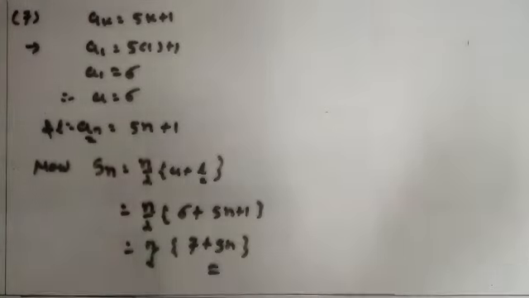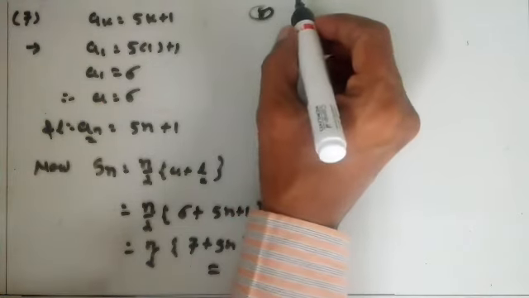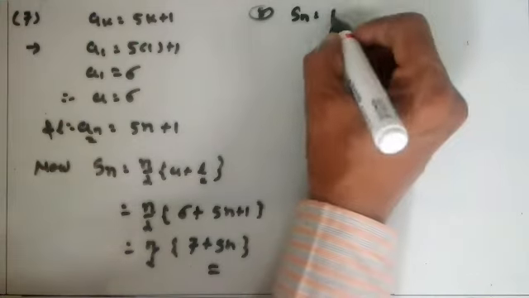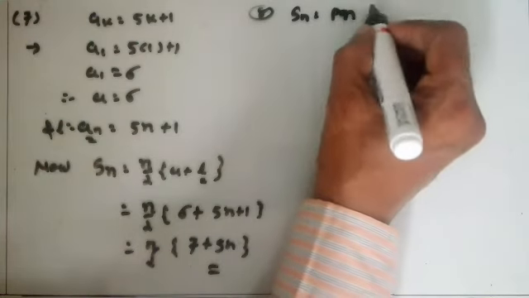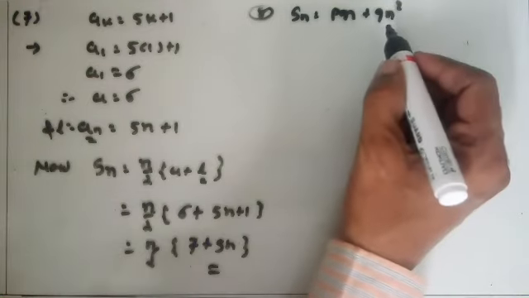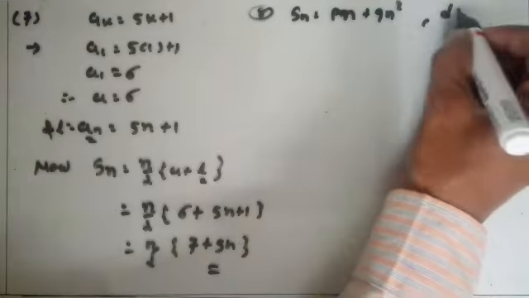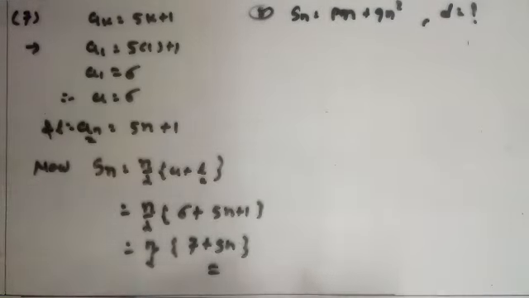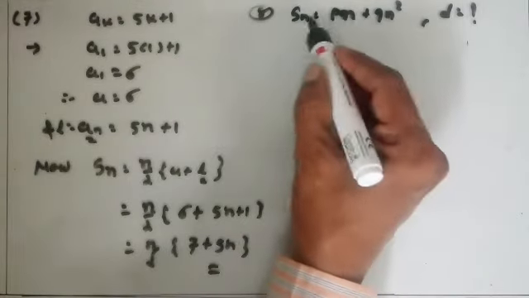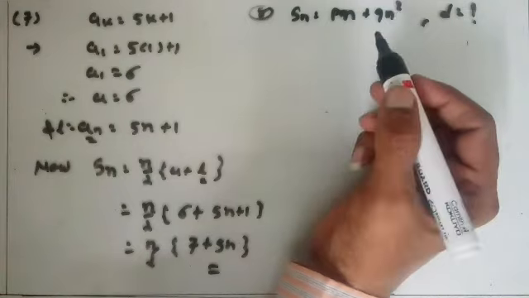Now question number 8. If the sum of n terms, that is Sn, is equal to, given, Pn plus Qn square, where P and Q are constants, find the common difference. Find the common difference D. Here Sn is given, Sn is equal to Pn plus Qn square. Find the common difference.